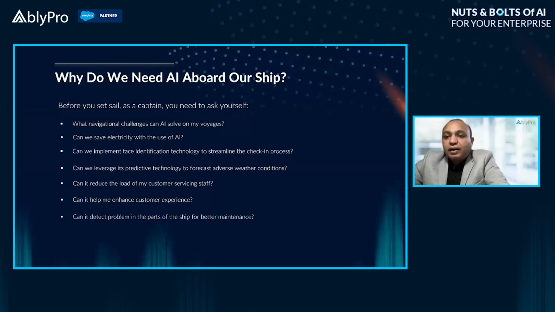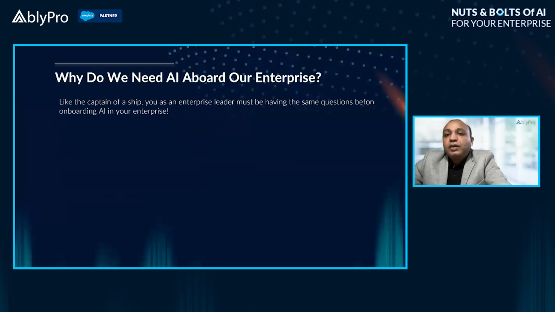So can it detect problems in the parts of the ship for better maintenance? When you go on a voyage, your AI can help you predict which parts of your ship need better maintenance so that you don't have any problems during your journey. So these are the kind of questions a captain is going to ask: how is AI going to help me in my journey, right?